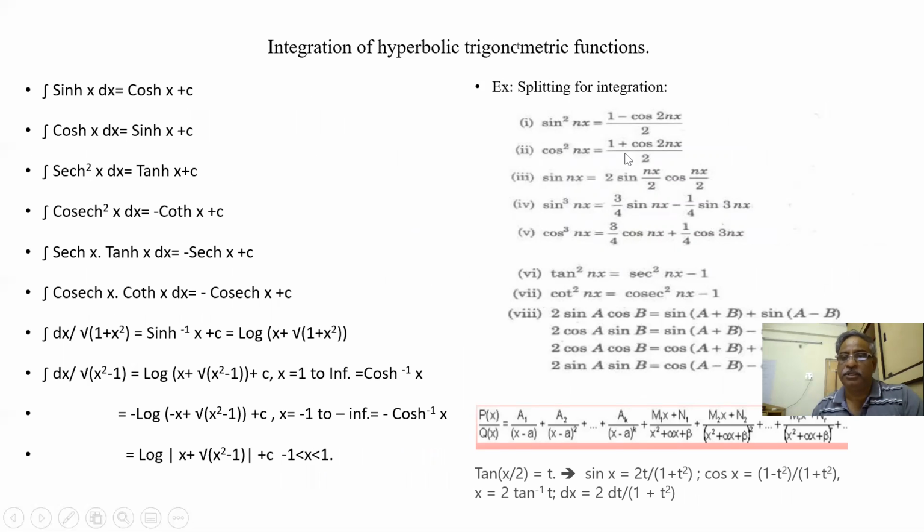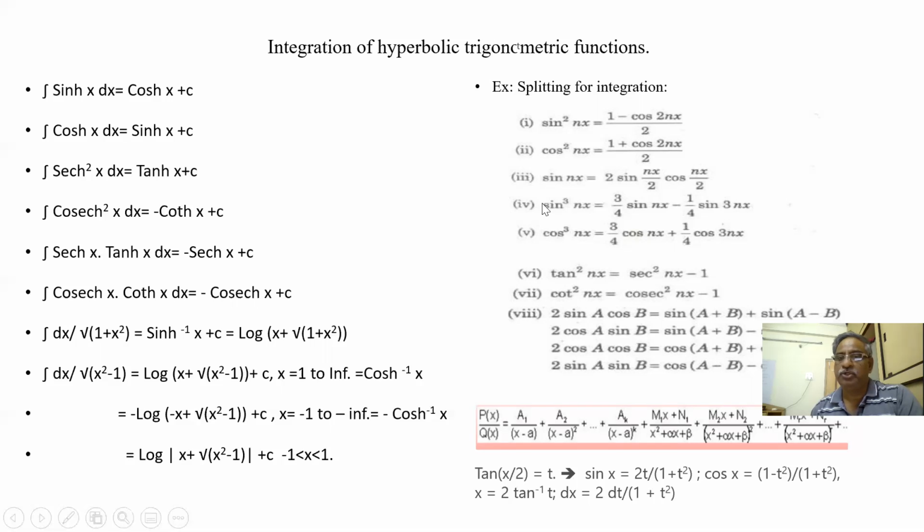So let us see this. Suppose sin square x, we know we can write in terms of cos 2x: cos 2x is 1 minus 2 sin squared x. So we make sin squared x the subject. Also, cos 2x is 2 cos squared x minus 1. We make cos squared x the subject. Sin 2x is 2 sin x cos x. So sin 3x is 3 sin x minus 4 sin cubed x.